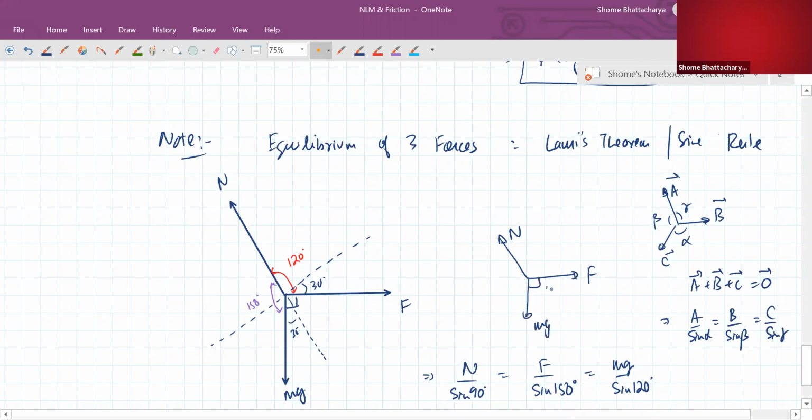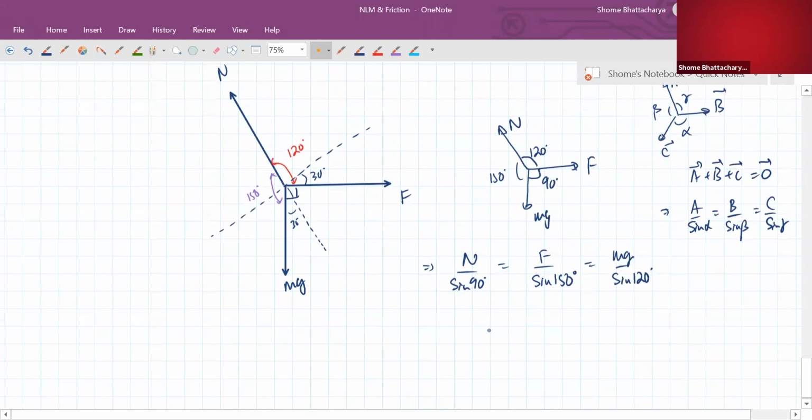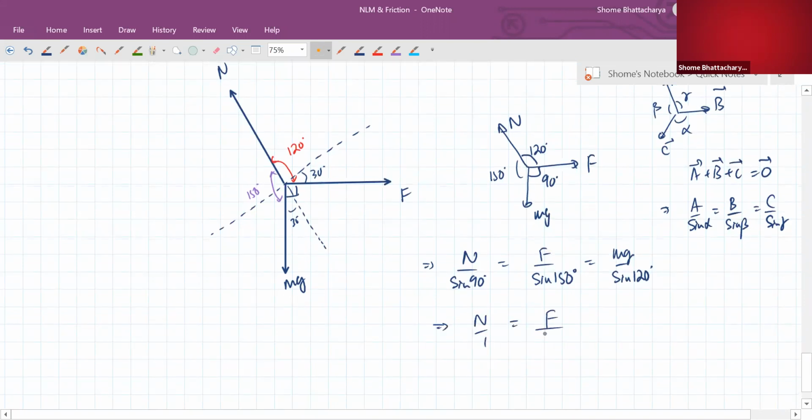So you can see that this angle is 90 degrees, this angle is 120 degrees, and this angle is 150 degrees. So N upon sine of the opposite angle is equal to F upon sine of the opposite angle is equal to mg upon sine of the opposite angle. So now we have to just implement this. So N by 1 should be equal to F by half should be equal to mg, which was 200 newtons, divided by root 3 by 2.